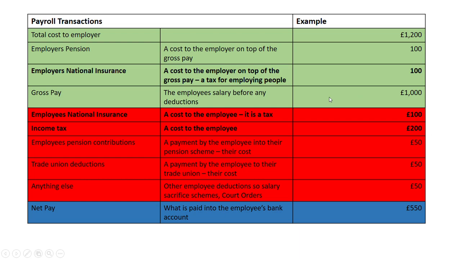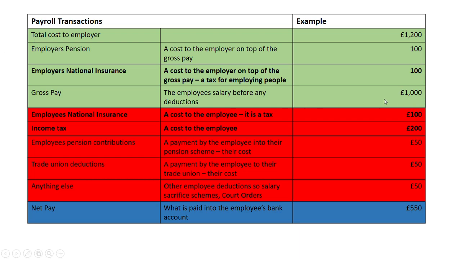Now, as the employer, I need to pay a tax to HM Revenue and Customs for employing the person. It's called Employers' National Insurance Contributions. So basically, tax on employing people. Employers' National Insurance Contributions gets added on to their cost. Typically as well, employers nowadays have to put employees into pension schemes and pay a contribution towards their pension. So there's an employer's pension contributions cost.